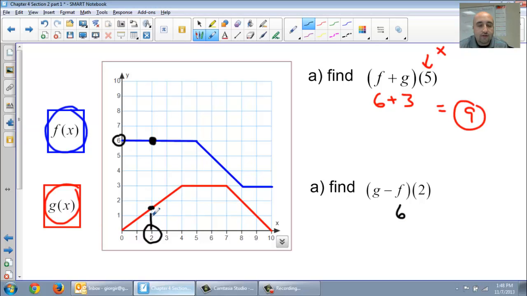It's not on a line, but you can estimate. What is that equal to? Probably 1.5. So what's 1.5 take away 6? Negative 4.5. 1.5 take away 6 would be negative 4.5. Hopefully that makes sense. I think this is a little bit easier than the last section for you.